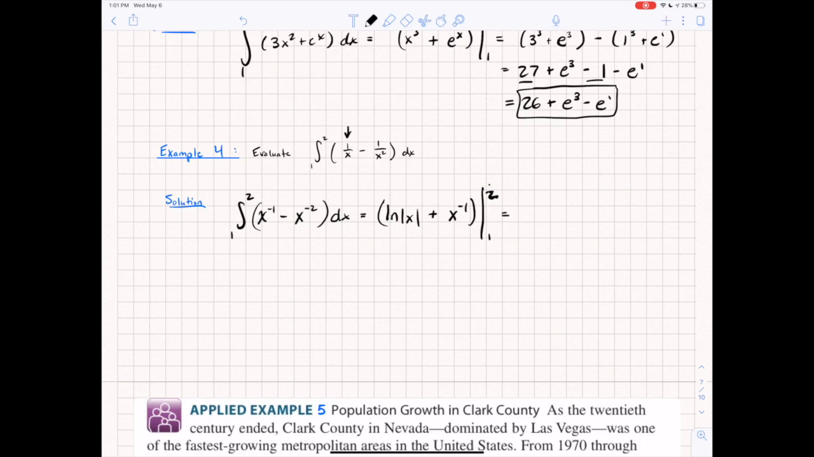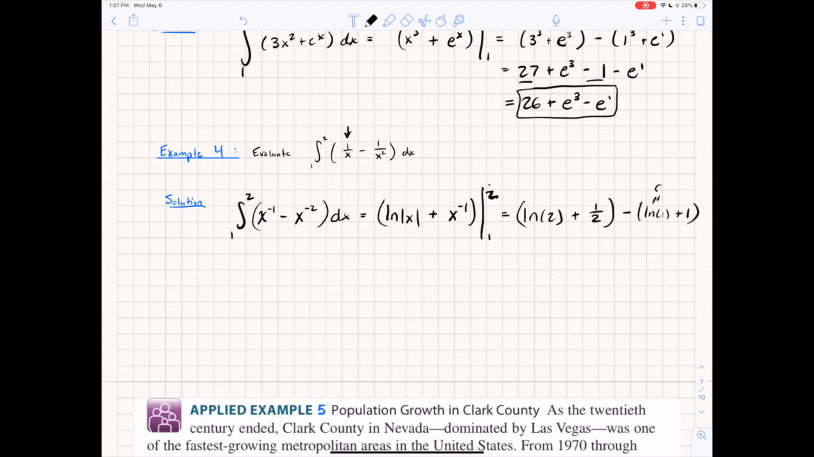All right, so I'm going to plug in 2 first. So I get ln of just 2 plus x to the negative 1 is just going to flip the 2 to the bottom, so 1/2. And now I'm going to subtract off, plug in 1. So I get ln of 1 plus 1 over 1, which is just 1.